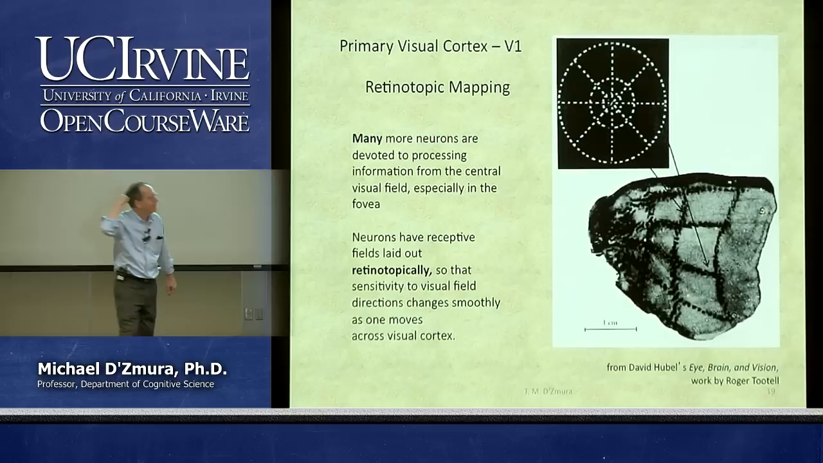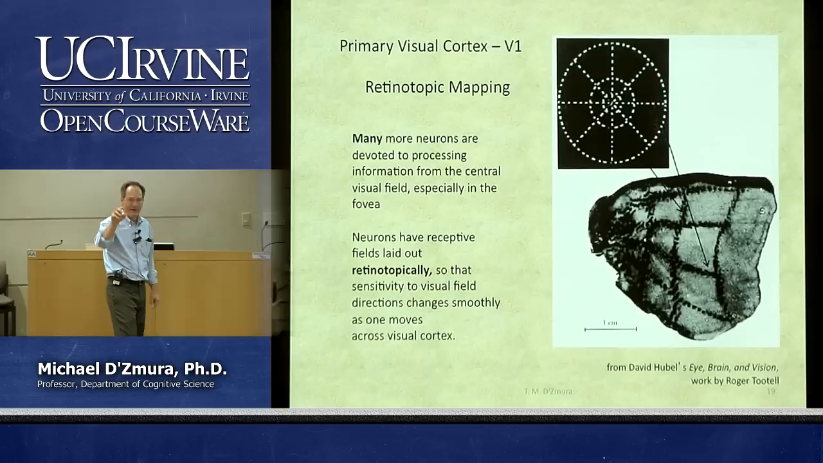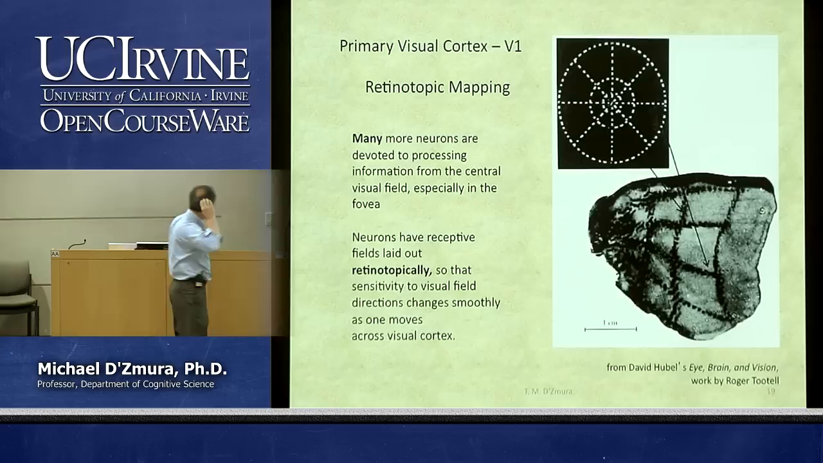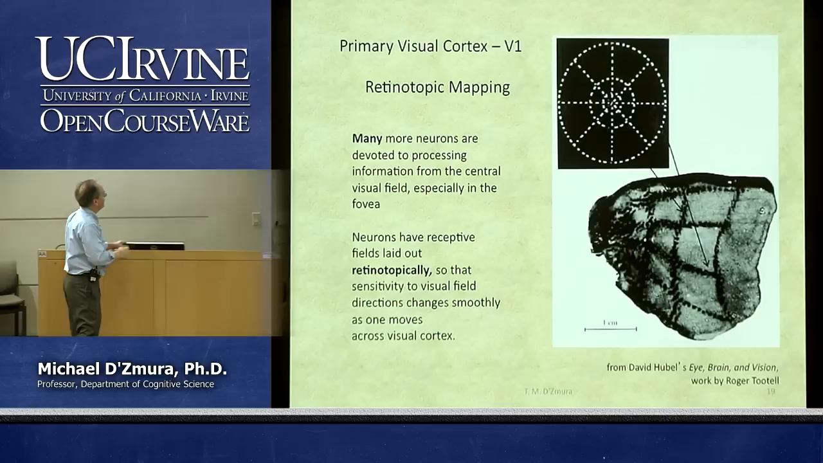I would find neurons that are looking very close to center, but just a little bit down, just a little bit different. I would find neurons that are looking at neighboring regions of the visual field. So if I have neurons that are neighbors in visual cortex, it turns out that they are looking at neighboring regions of the visual field. And that's indicated by this diagram here.